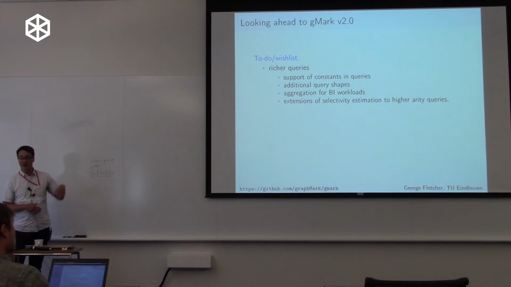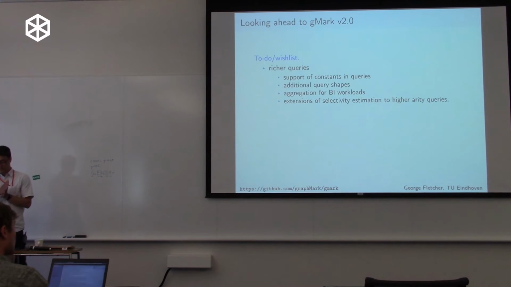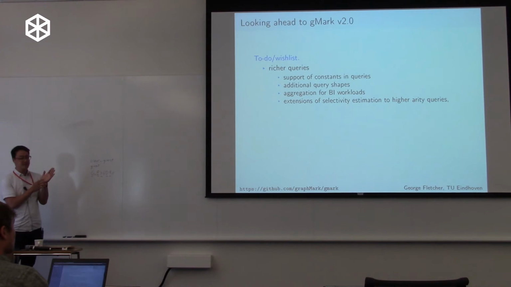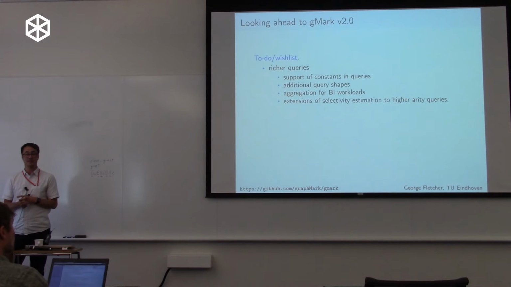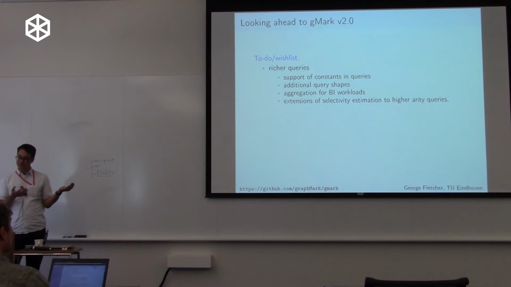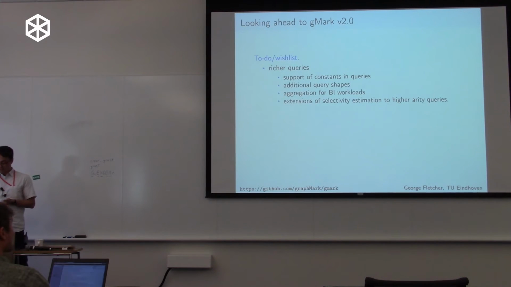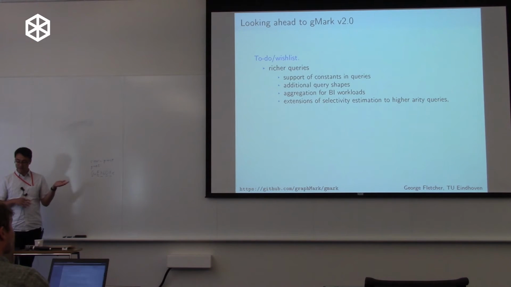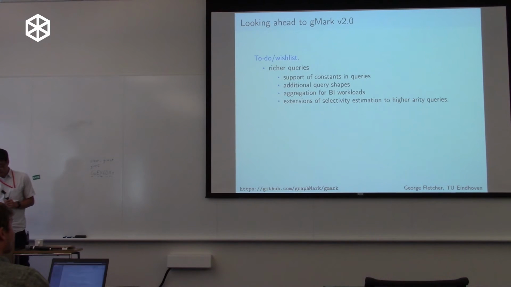Of course, adding more query shapes, I already mentioned. That's not really a research problem. That's more just engineering and development. It would be interesting to extend UCRPQs, for example, to business intelligence workloads with, say, aggregate functions. That would be really interesting. So, how do we generate those and still reason about the asymptotic runtime behavior? And definitely extensions of selectivity estimation to higher arity queries. But I think it's a very, very deep and challenging problem that goes beyond just some master student projects.